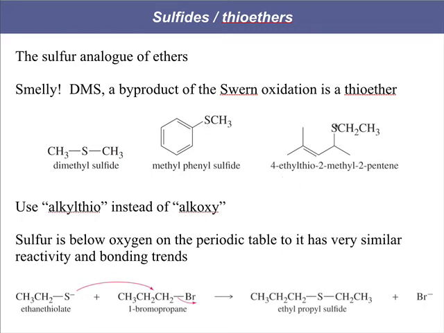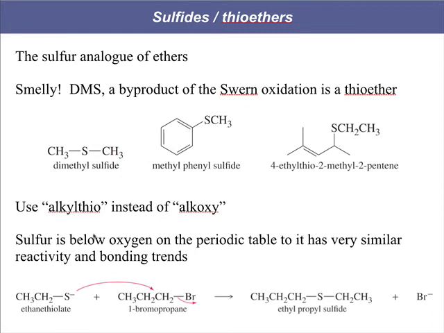Instead of naming it as alkoxy substituents, for example, naming this as an ethoxy group if that was an oxygen, we call it ethyl thio. So this would just be named the same way. It's a 2-methyl-2-pentene. Here's our 2-pentene with a 2-methyl, and then it's got a 4-ethyl thio group on the 4 carbon. So we're using alkyl thio instead of alkoxy, but it's the same pattern that we use for oxygen.